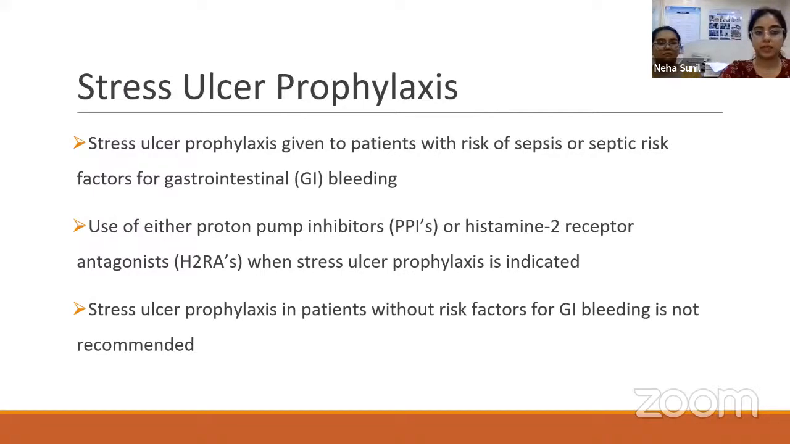Coming to stress ulcer prophylaxis. Stress ulcer prophylaxis is given to patients with sepsis or septic shock who have risk factors for GI bleed. Use either proton pump inhibitors or histamine 2 receptor antagonists when stress ulcer prophylaxis is indicated. Stress ulcer prophylaxis in patients without risk factors for GI bleed is not recommended.